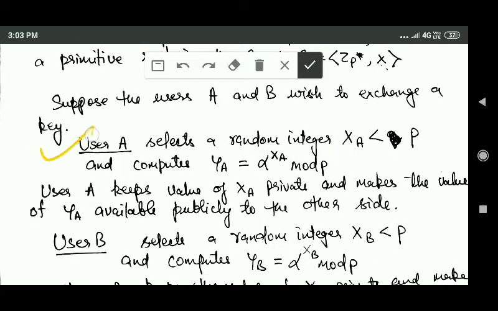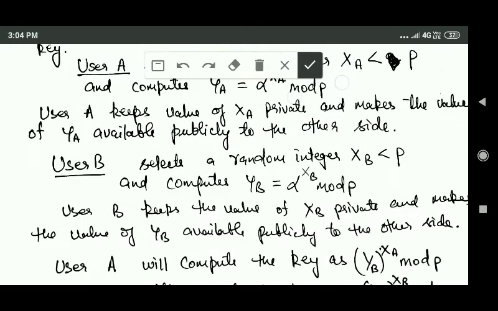Now see what user A will do. User A will select a random integer xa which is less than p and compute ya using this formula: ya is equal to alpha raised to power xa mod p. Then user A keeps the value of xa private and makes the value of ya available publicly to the other side.